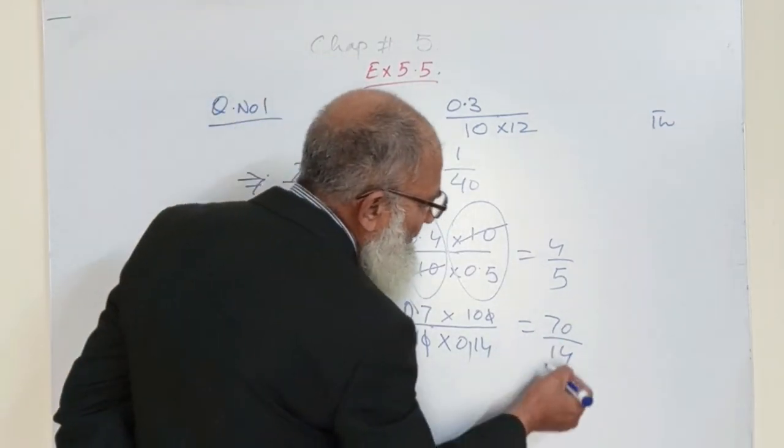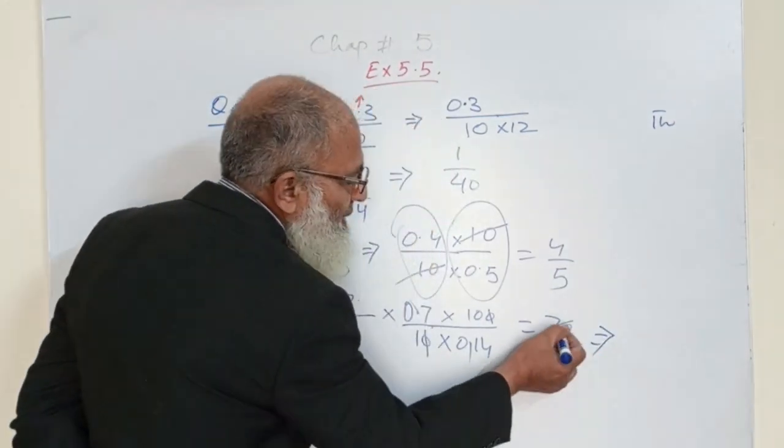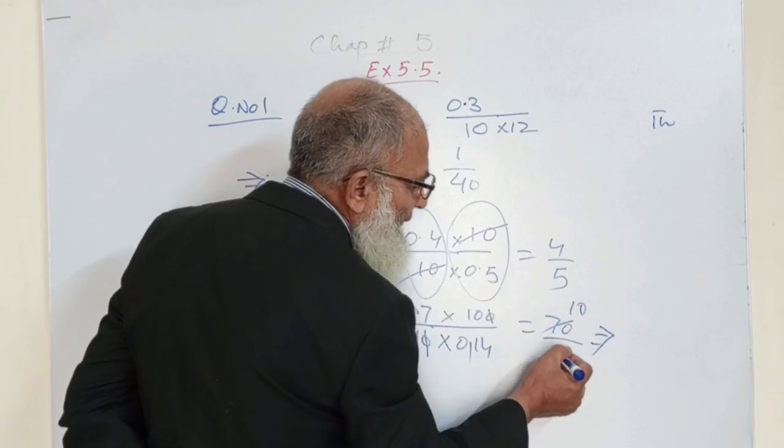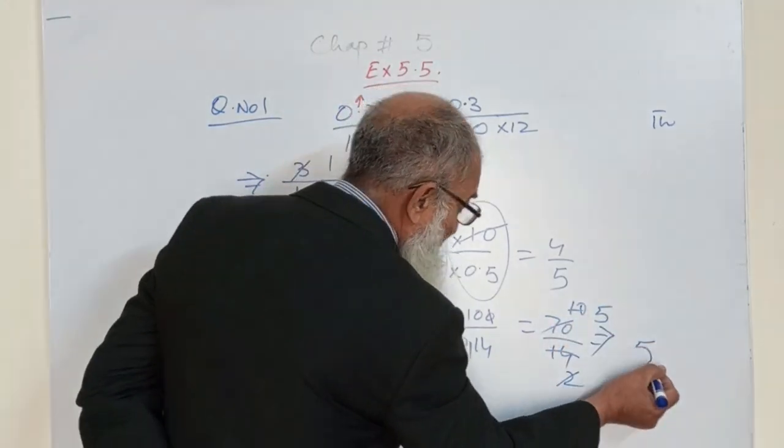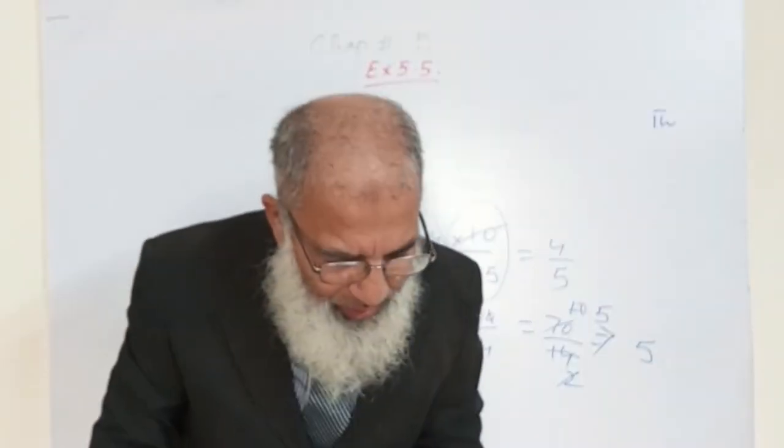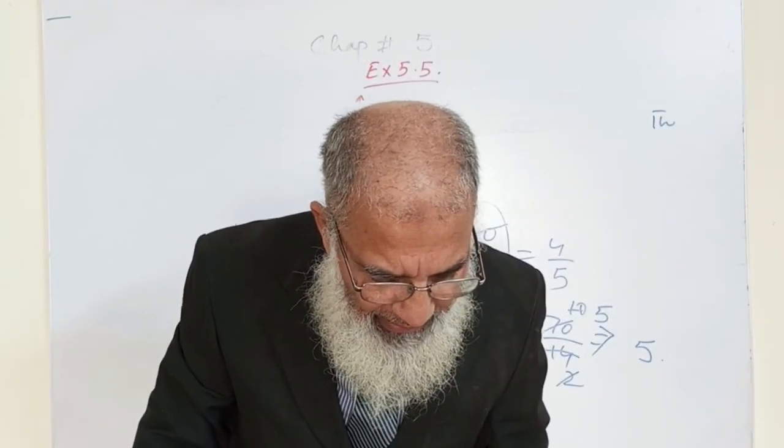Now it is again divisible: 7 10 times, 7 2 times and 2 5 times. The answer is 5.